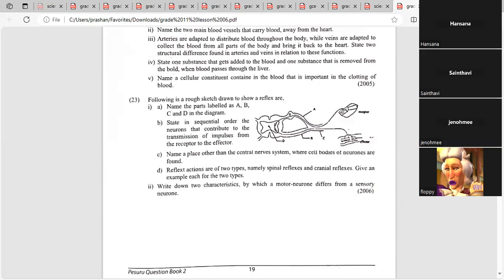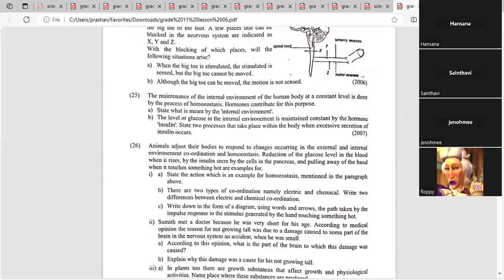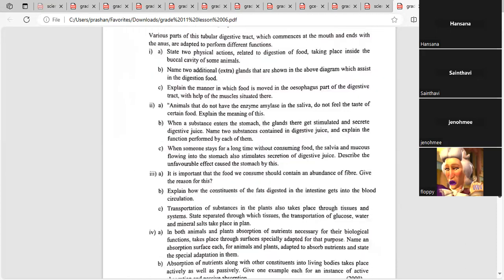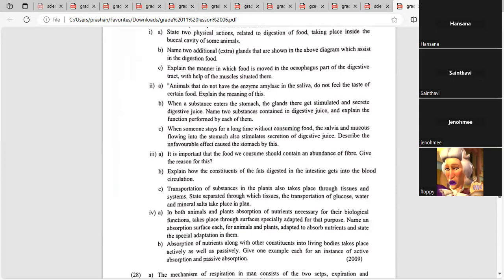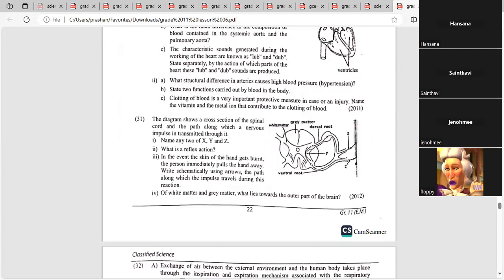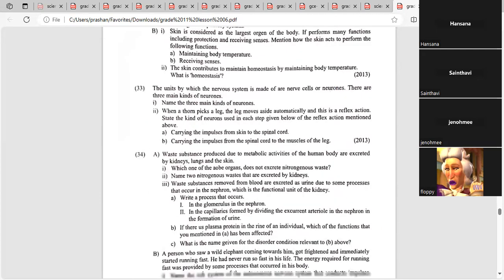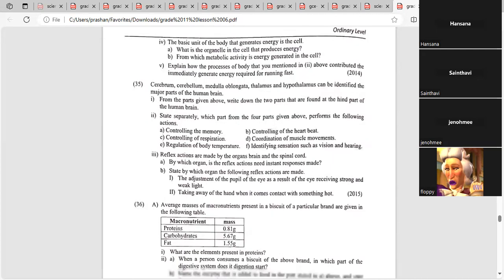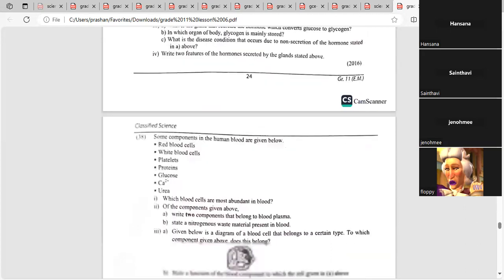This is the importance of this lesson. Therefore, study hard. I can teach you, I can explain to you, but I cannot write your question paper. You have to study and write answers.